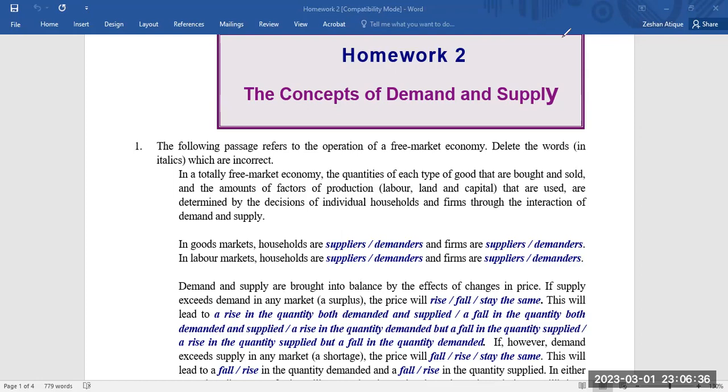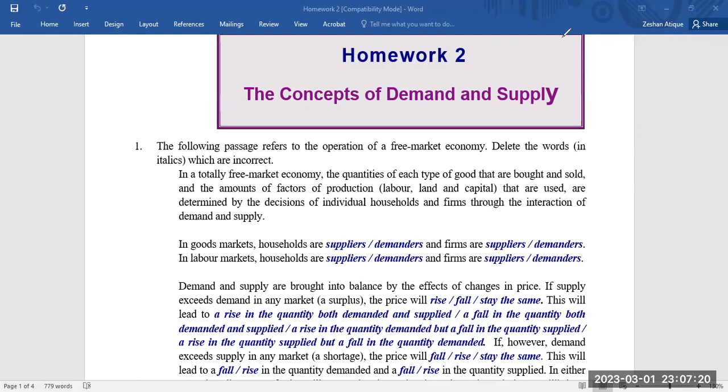If you look at this statement, in a totally free market economy, the quantities of each type of good that are bought and sold and the amounts of the factors of production, land, labor, capital, that are used are determined by the decisions of individual households and firms through their interactions with demand and supply. This statement tells you what exactly the free market looks like. In the free market, you have the concept of private ownership. People make decisions about their own labor, capital, and land. Similarly, producers are independent in deciding what quantity to supply and how to change the quantity when the price changes.